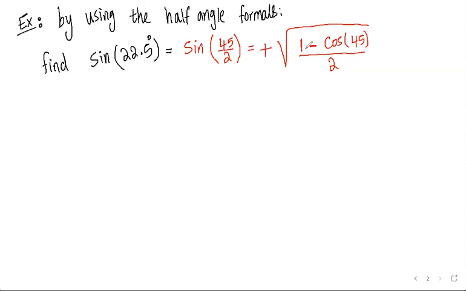Now let's solve these things. So I get 1 minus cosine of 45. What is the cosine of 45? So 1 minus root 2 over 2, square root of 2 over 2. Yes. Everything over 2.